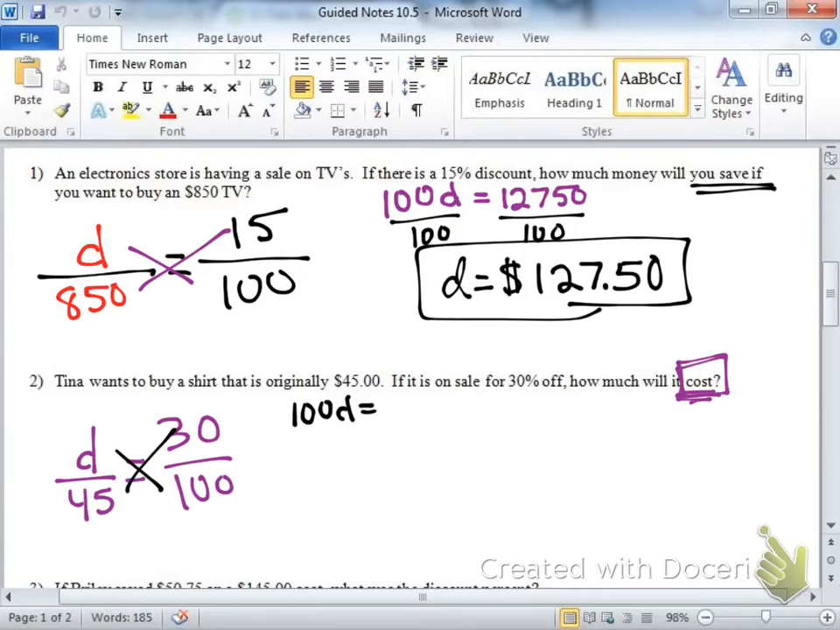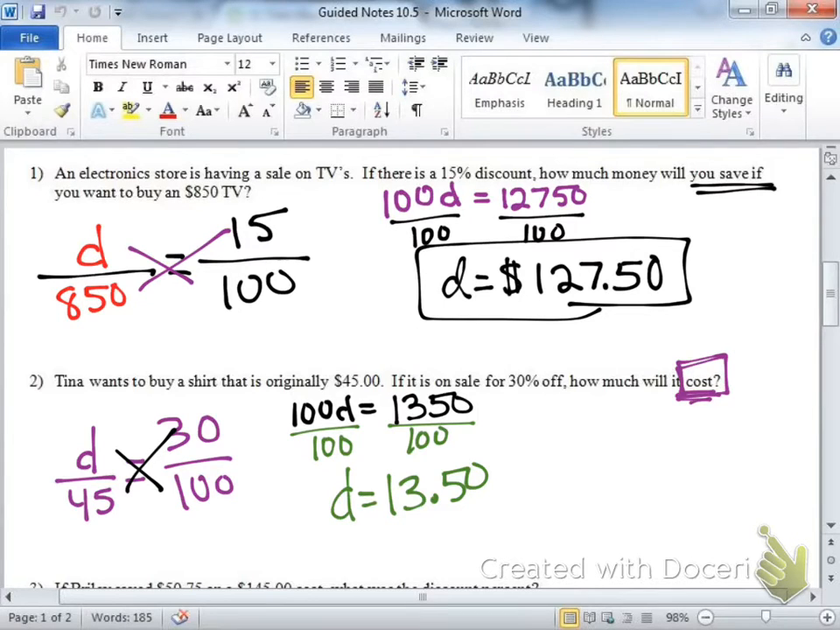What do you get? 1,350. Like that? Yeah. All right. Then what? Divide by 100. 13.5. So the discount is $13.50. Is that what they asked me to find?